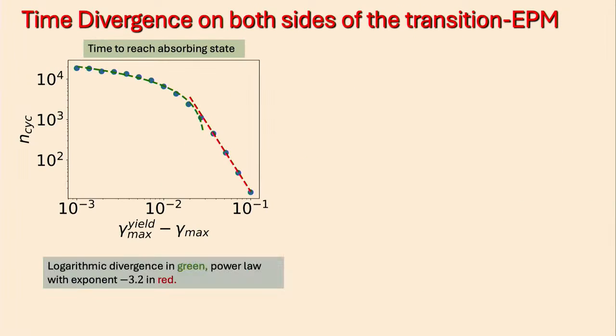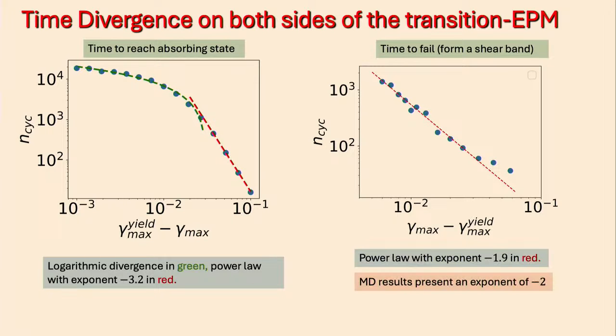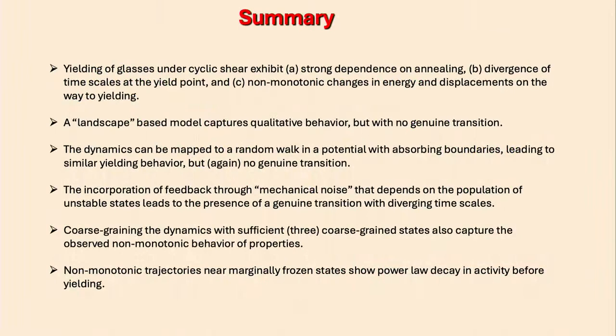And okay, let me skip this. We do see a divergence of timescales with some interesting details which I can explain. Okay, so that's the summary. So what I've described is a set of ever more simplified descriptions of the dynamics of glasses under cyclic shear, and the most simple of them continues to capture the essential interesting features of the dynamics, and gives us some insight.